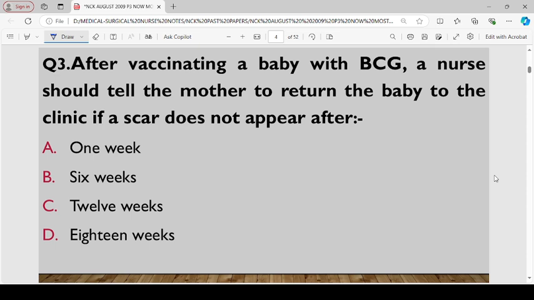Number 3, after vaccinating a baby with BCG, right? Bacille Calmette-Guerin for that BCG, that is for TB. A nurse should tell the mother to return the baby to the clinic if a scar does not appear after... Of course, averagely it should be like a month, so that should translate to around 4 weeks, right? Looking at our options, what is close to that is option B, I think. And of course, it's generally between 4 to 6 weeks, where you tell the mother that they should be able to see a small scar or a lesion.